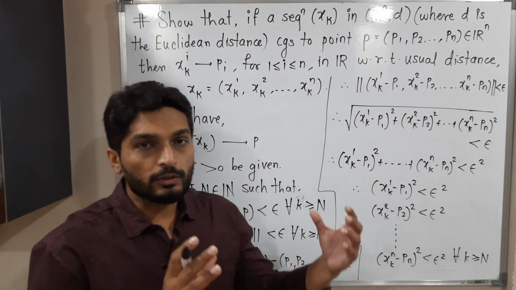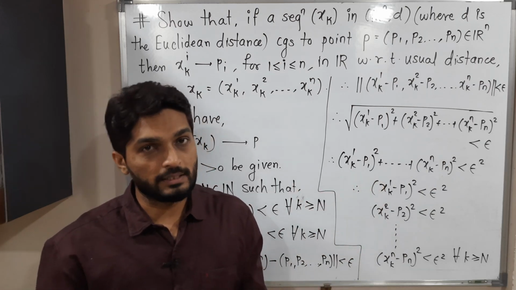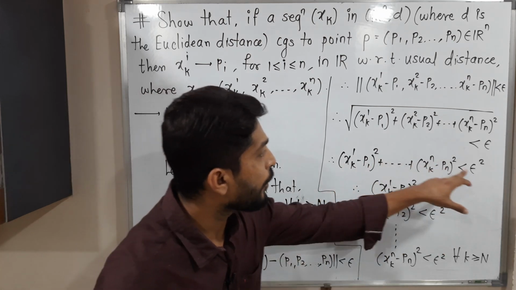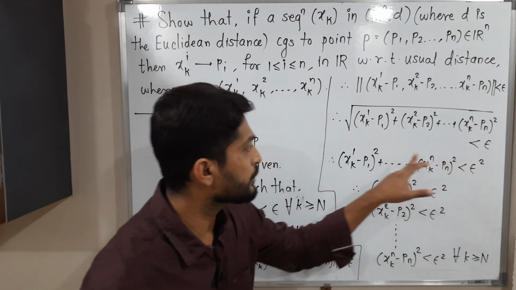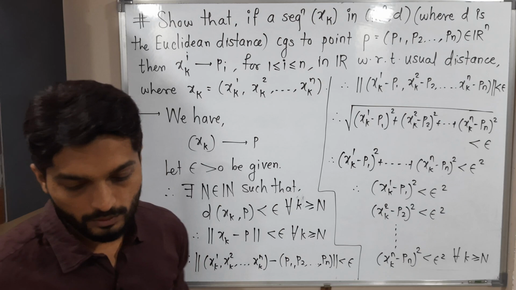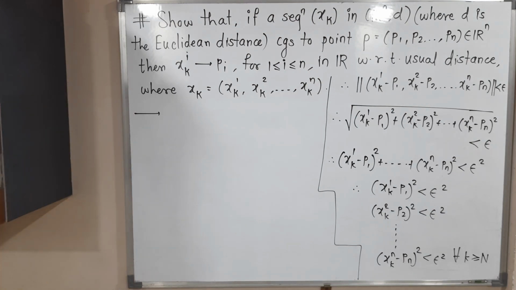We are adding all these things. Squares are there, so obviously these are non-negative, and their sum is less than epsilon square. So each of them, the first one is less than epsilon square, the second is less than epsilon square, the nth one is also less than epsilon square. There is no more space to write. Make a screenshot of it, then I will go further. So now what will I do?